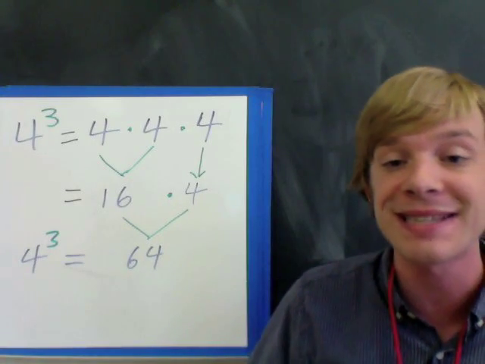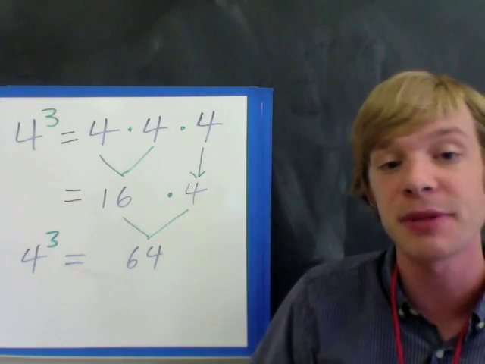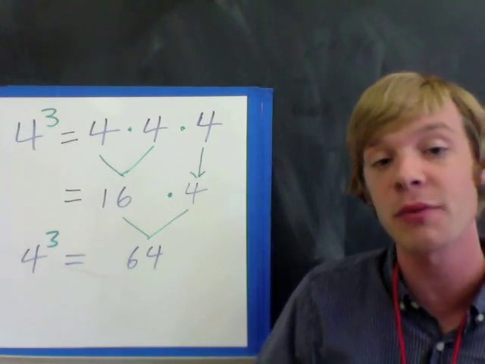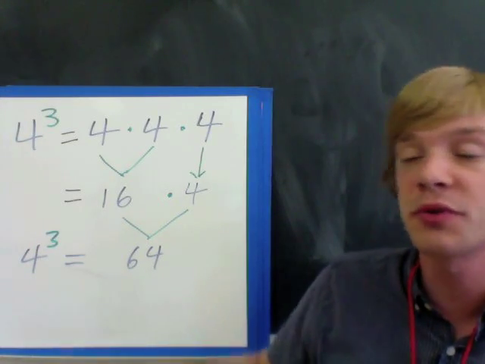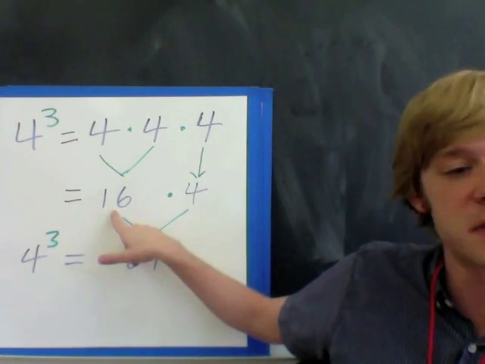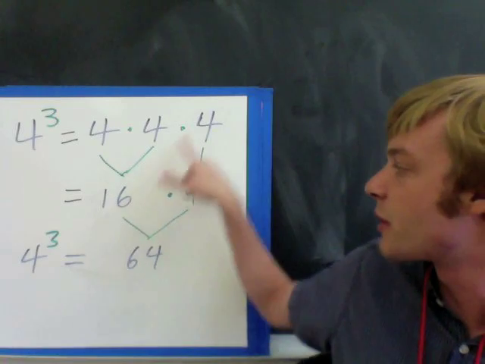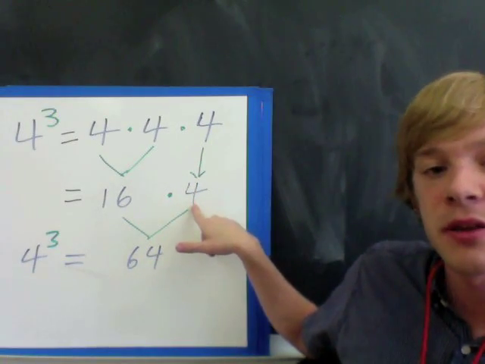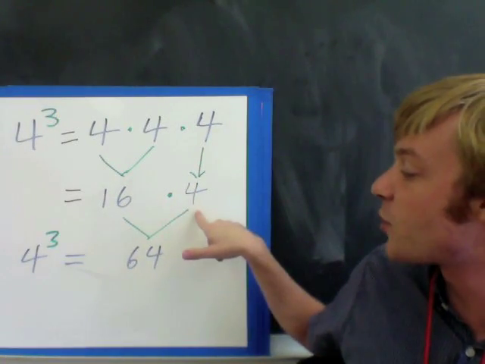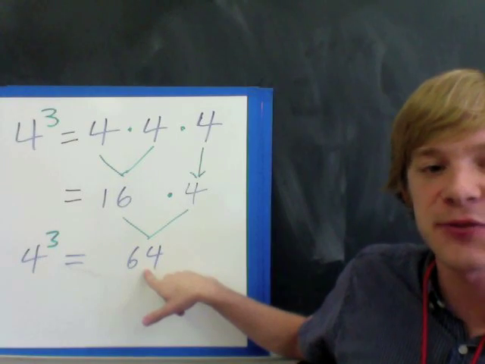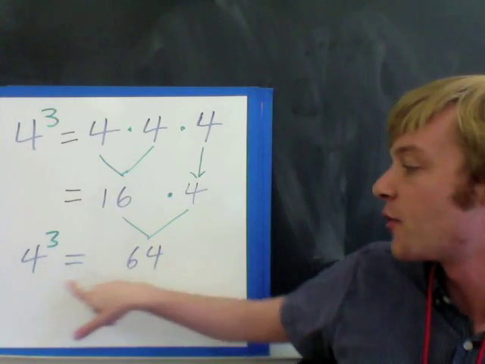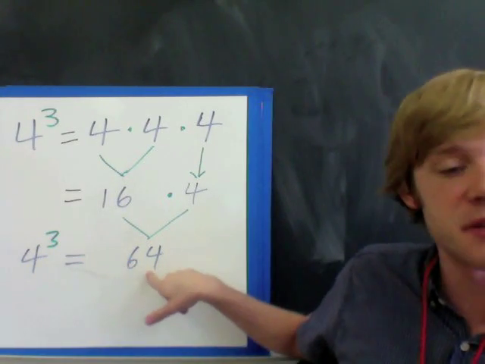When we calculate this out, all we're doing is simply multiplying them together the way we normally would. So, for starters, we would do 4 times 4, which gives us 16, and then we bring down our other 4 over here, and we do 16 times 4, and we get 64 as our result. So, 4 to the 3rd power is 64.